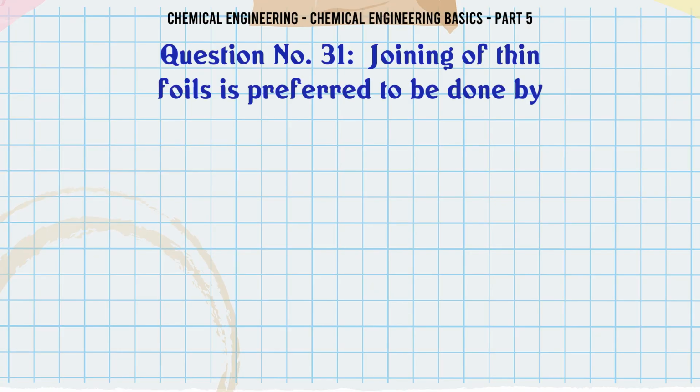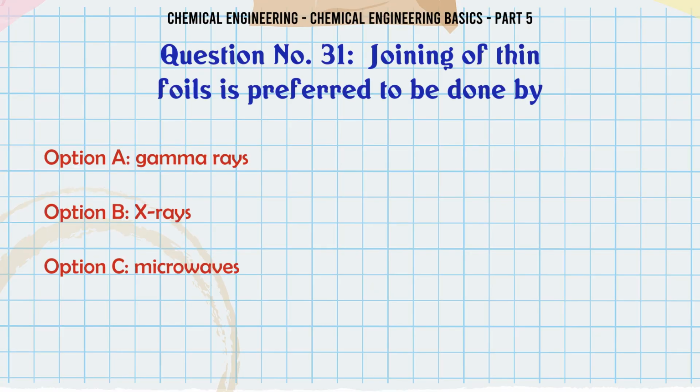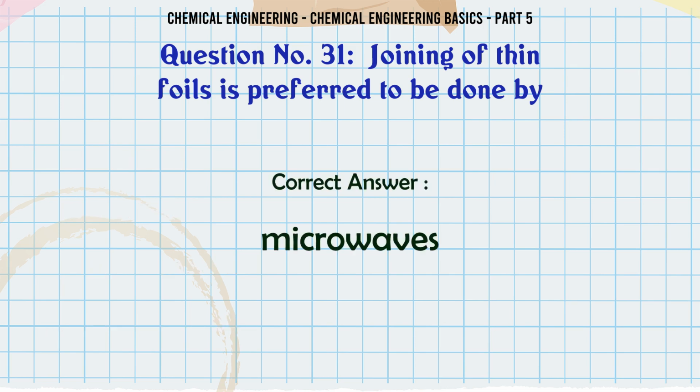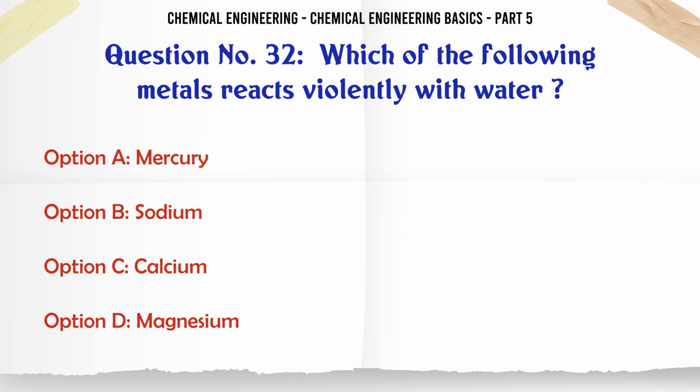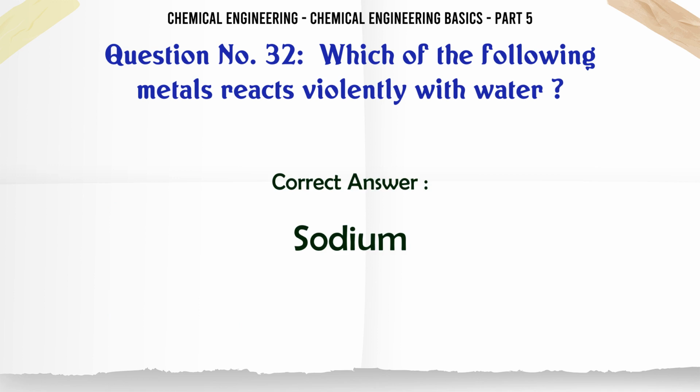Joining of thin foils is preferred to be done by A. Gamma rays, B. X-rays, C. Microwaves, D. Gas welding. The correct answer is microwaves. Which of the following metals reacts violently with water? A. Mercury, B. Sodium, C. Calcium, D. Magnesium. The correct answer is sodium.